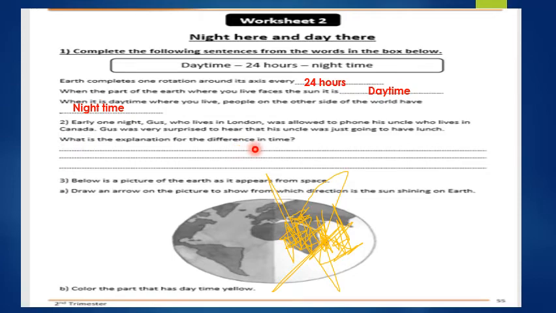I think you've got it. I think it's very easy, and it's related to, as I told you guys, the eastern part of the earth and the western part of the earth. So as London is a little bit to the east from Canada, the sun rises at London before it does in Canada. Now below is a picture of the earth as it appears from space.